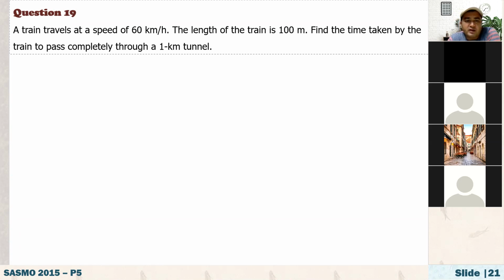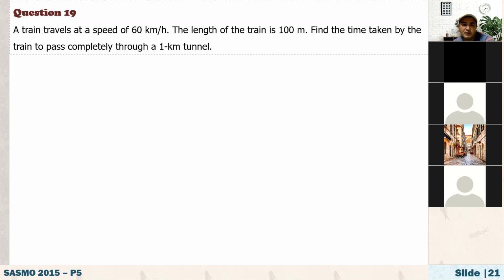Yes. Can you read the question, Ayhan? Okay. A train travels at a speed of 16 kilometers per hour. The length of the train is 100 meters. Find the time taken by the train to pass completely through a 5 kilometer tunnel.